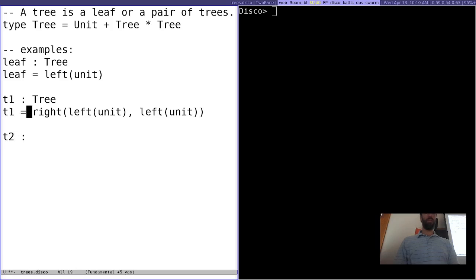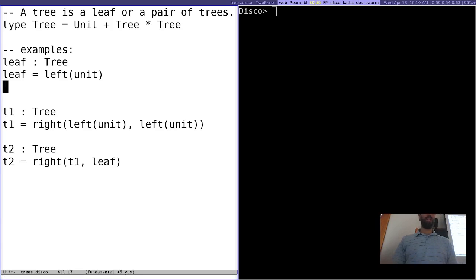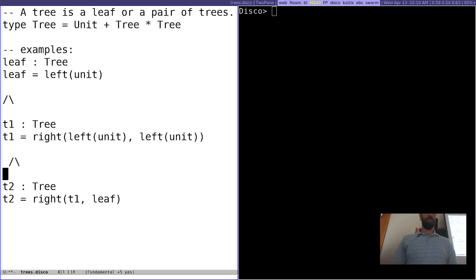Or we could make one more. Maybe the left tree is a right, or actually, we'll just say right, one. So this one has two subtrees. The right one is a leaf. The left one is this, which is itself a tree with two leaves. So this one looks something like this, and this one looks something like this.